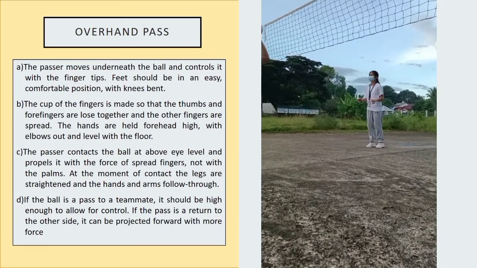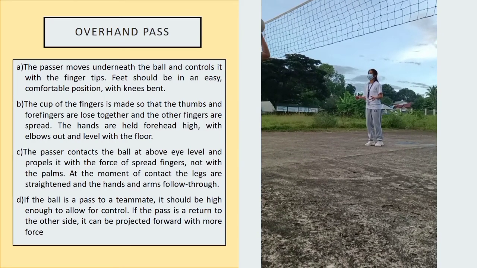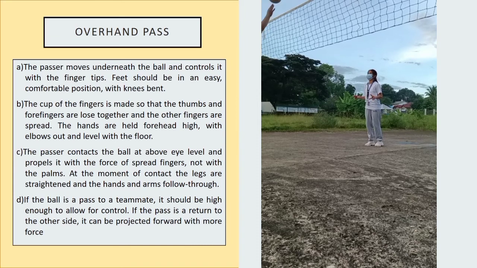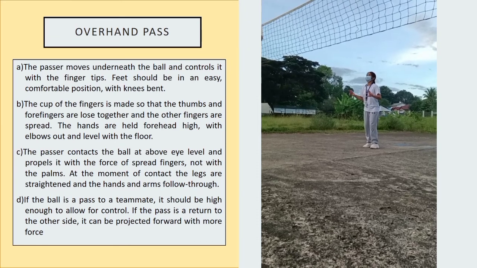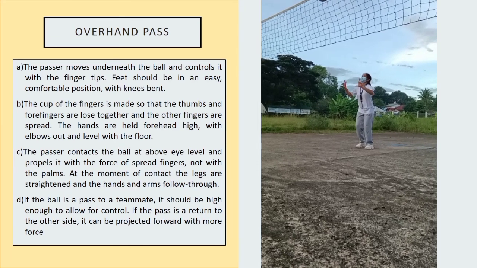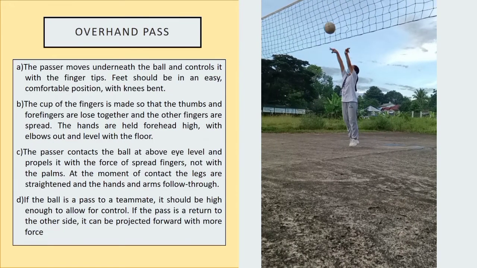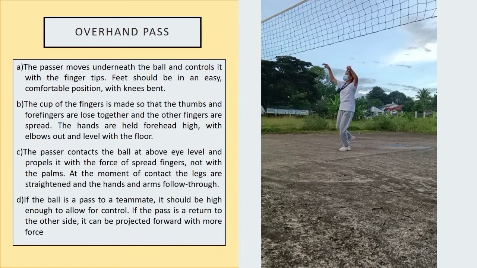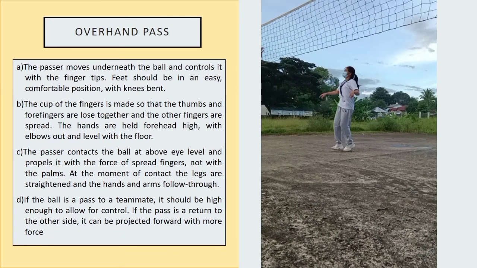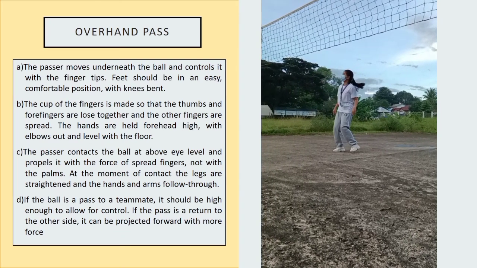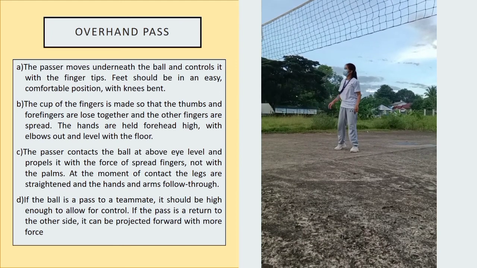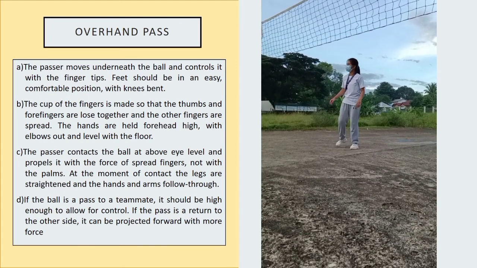C. The passer contacts the ball above eye level and propels it with the force of spread fingers, not with the palms. At the moment of contact, the legs are straightened and the hands and arms follow through. If the ball is passed to a teammate, it should be high enough to allow for control. If the pass is returned to the other side, it can be projected forward with more force.